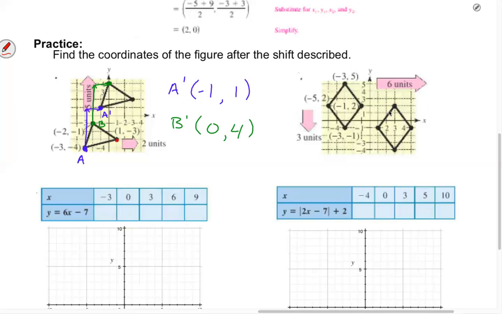Last but not least, this is C. So C prime would be add 5: 1, 2, 3, 4, 5. Number 2: 1, 2. So if we go up 5 from -3, that's 2. And if we go to the right 2 from 1, we're at 3. Because it's (3, 2).